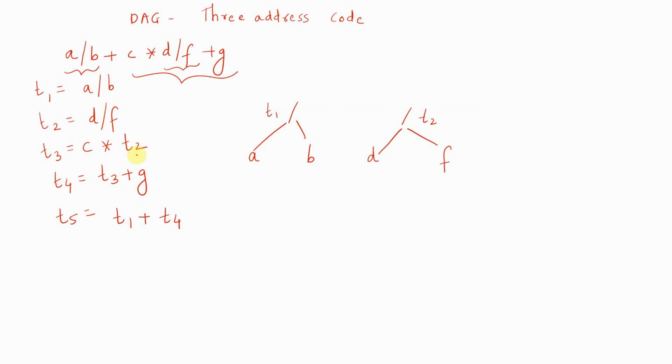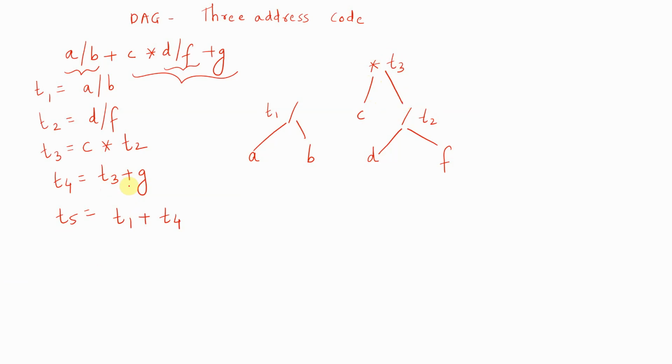Consider the next statement, T3 is equal to C into T2. Check whether T2 is already present. T2 is present at this point. So what do you need? You need one more node for C, because C is not present. So I'll create a node for C, join these two and put the multiplication symbol. The result of this is stored in T3, so this part is T3.